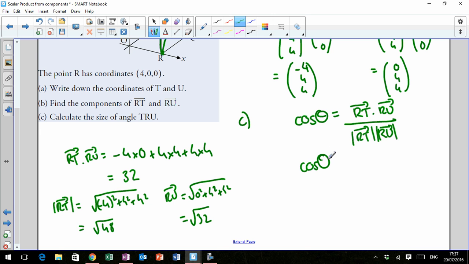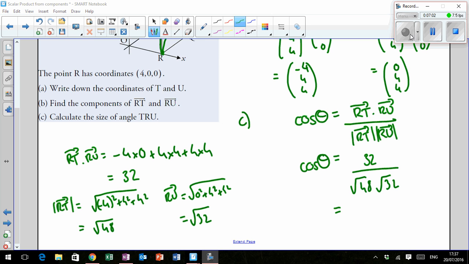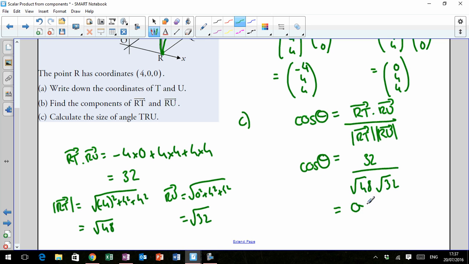So cos theta is equal to 32 over root 48 times root 32. Let me calculate that. That gives you 0.81649 and so on, which means theta is inverse cos of that answer, which gives you 35.3 degrees. So it's rearranging your cos theta. Again, sorry about that earlier, but be careful that you're using the right names for the vectors you're actually using. You should be doing that because it's best practice, and then it's just doing the legwork behind that.